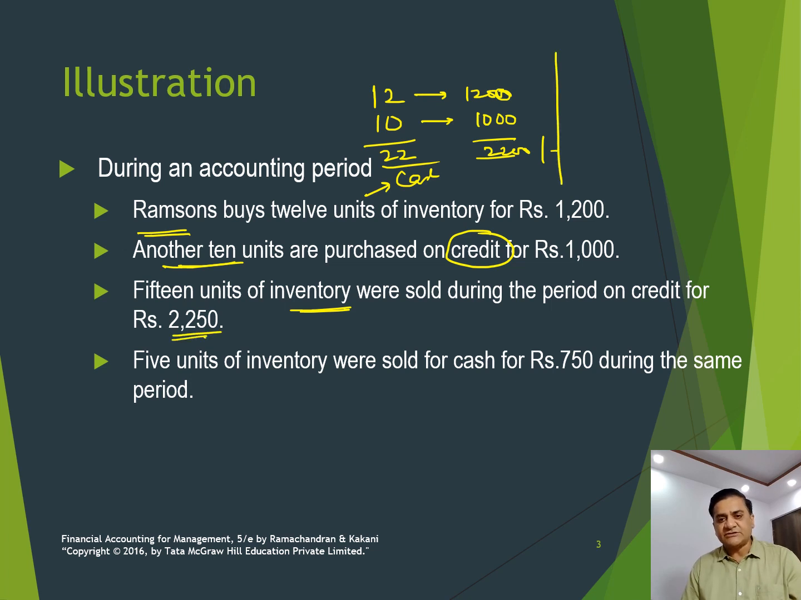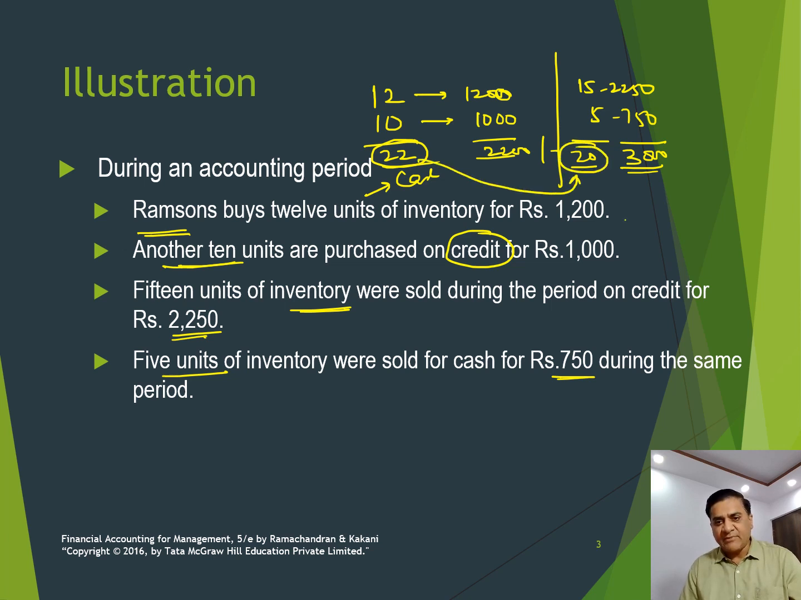This is the purchase. You have sold 15 for 2250. 5 units were sold again for 750. 5 sold for 750, which means total units sold are 20 for an amount of 3000 rupees. Right? We need to understand that out of 22 units which have been purchased, you have sold 20 units, which means you have a balance of 2 units.